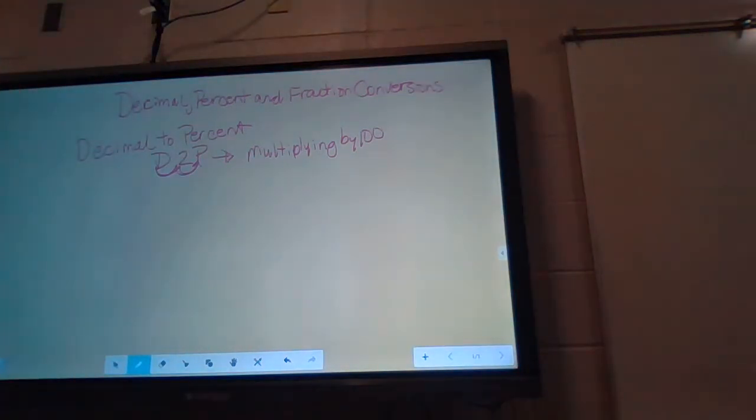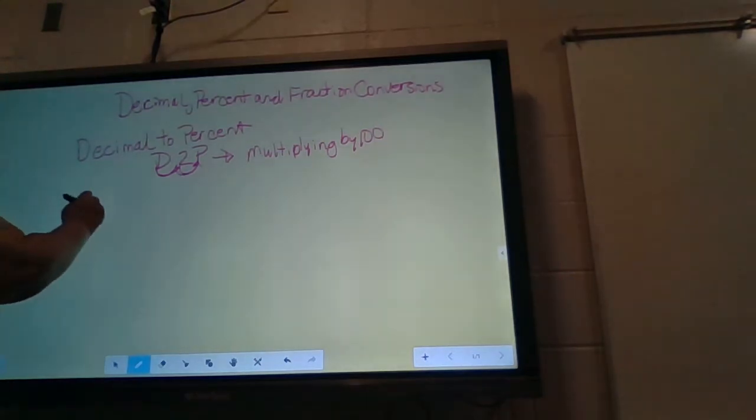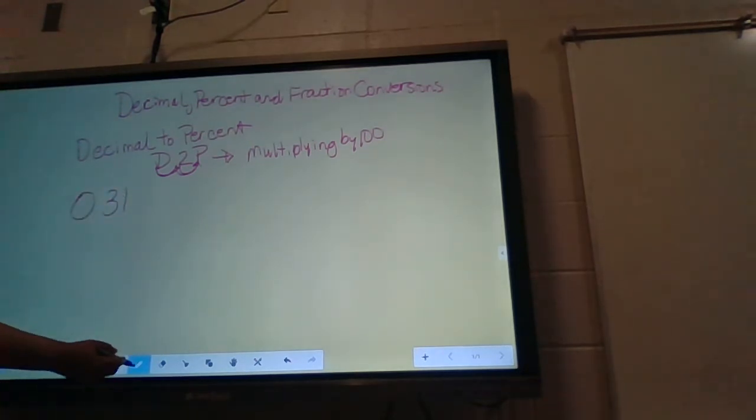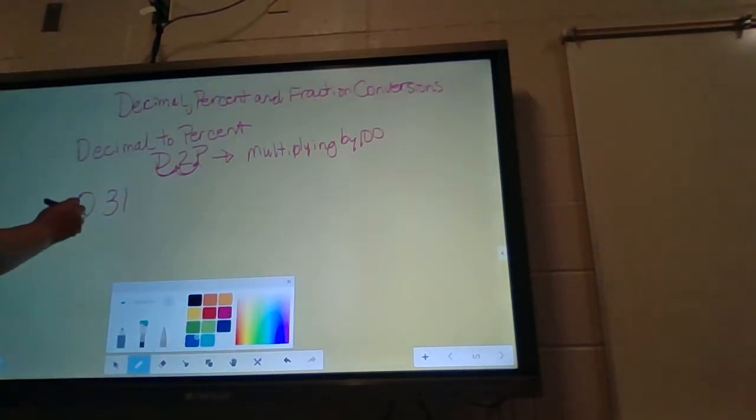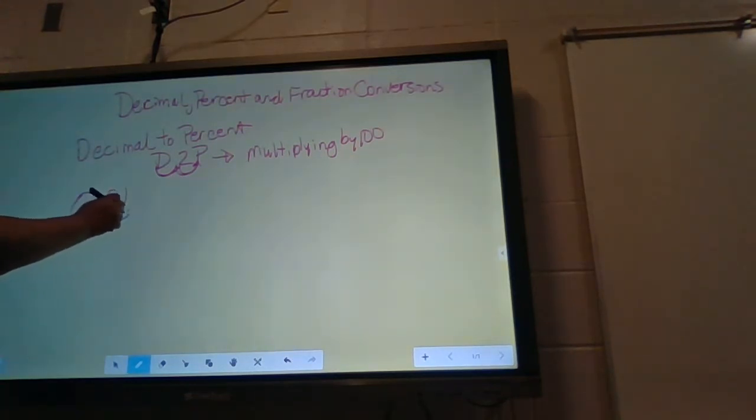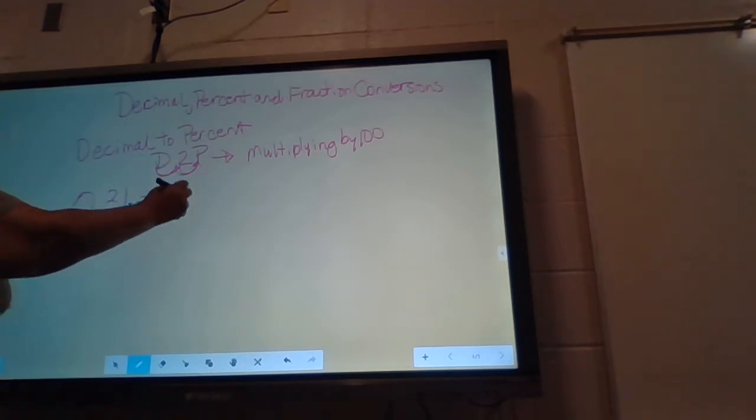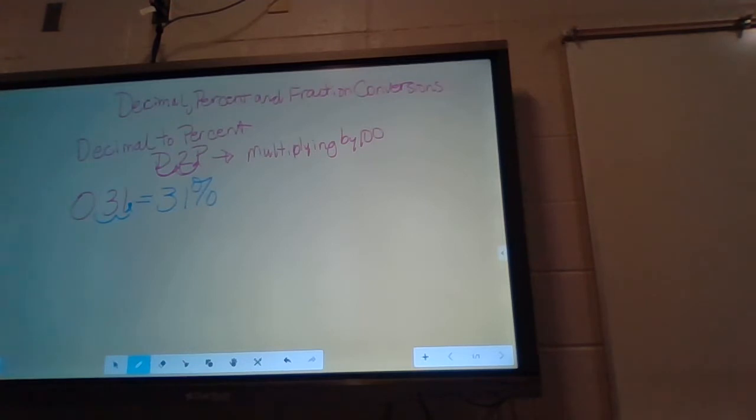Okay, let me get out of the screen because it's messing up the light again. Okay, so here's an example. 0.31. That's a decimal. So I'm going to move 2 places to the right. 1, 2. So my decimal is now there. So this is equal to 31%. You don't write that leading zero that's in front of the decimal.